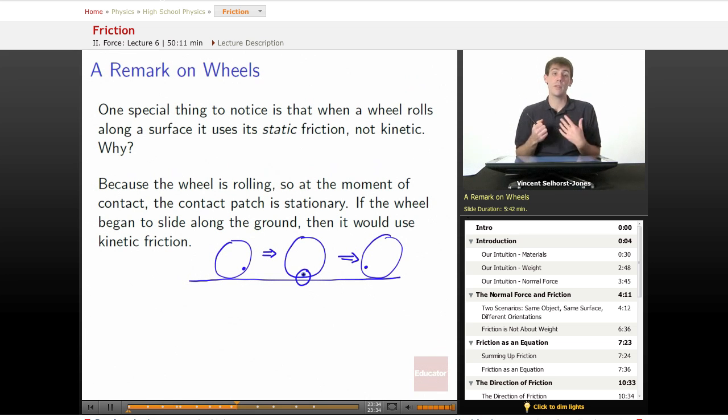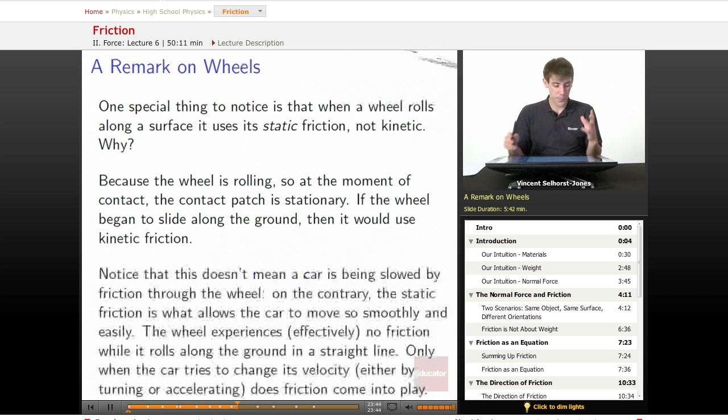So for our purposes, we can pretend that there's no friction from a rolling wheel if it's able to stick to the ground, if you aren't in a slide. So static friction is what you use for a wheel. Notice this doesn't mean that a car is being slowed by friction through the wheel. Static friction can be very large. We're just seeing numbers up to like 1.0 for a wheel on concrete in dry conditions.